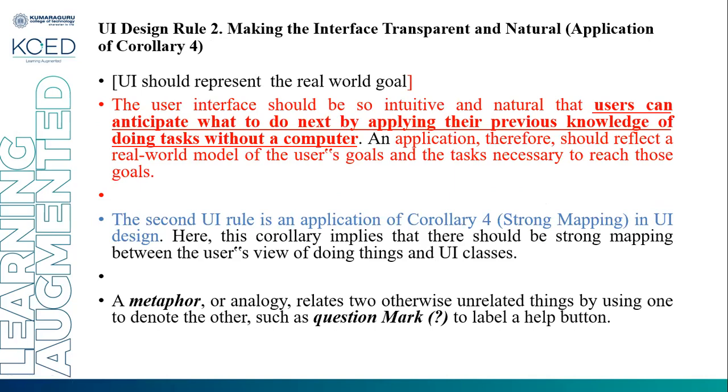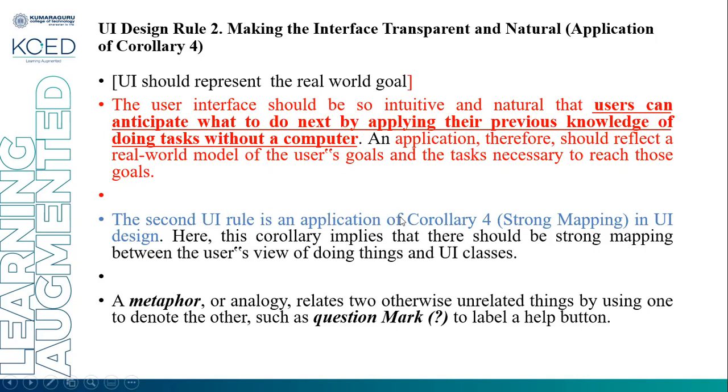Making the interface transparent and natural is based on Corollary 4. UI should represent the real world goal. The user interface should be intuitive and natural, so that the user can anticipate what to do next by applying their previous knowledge of doing tasks without the computer. An application therefore should reflect a real world model of the user's goals and the tasks necessary to reach the goals.